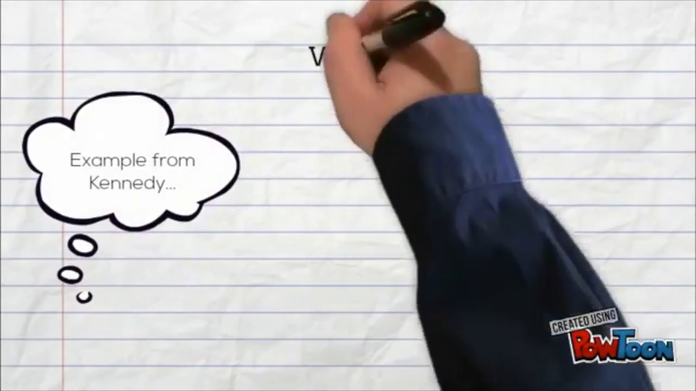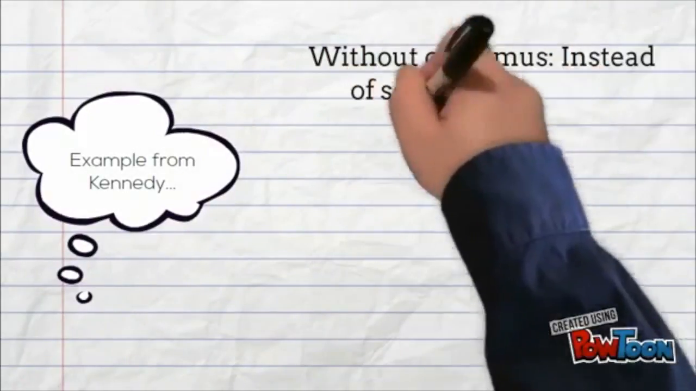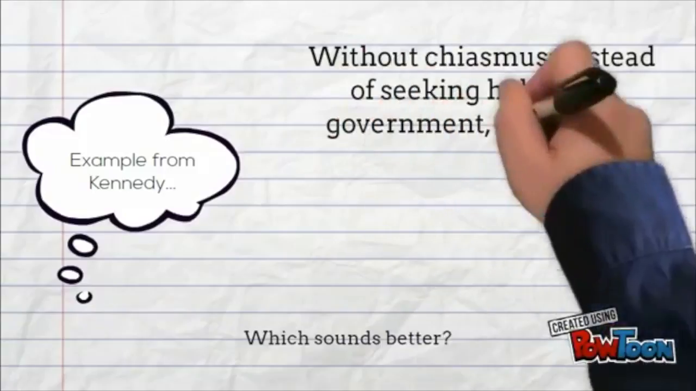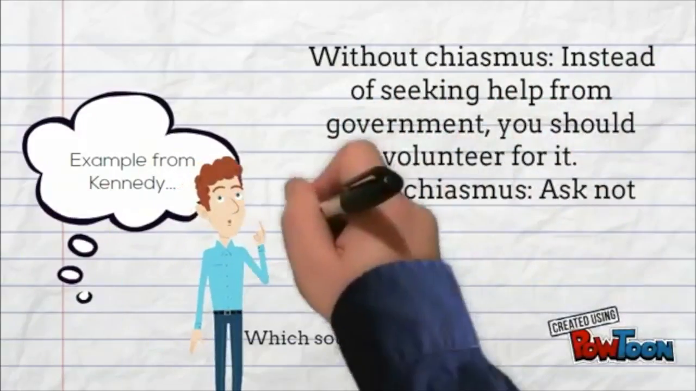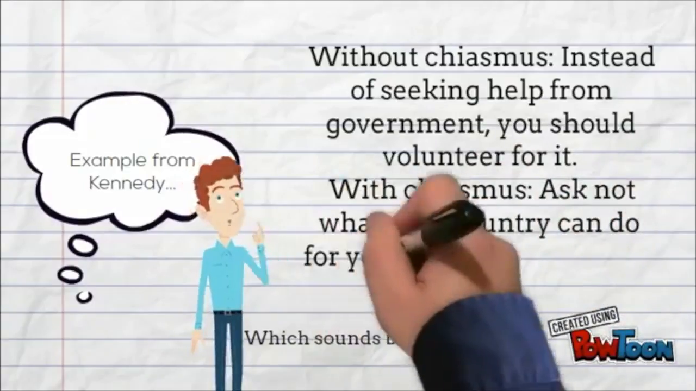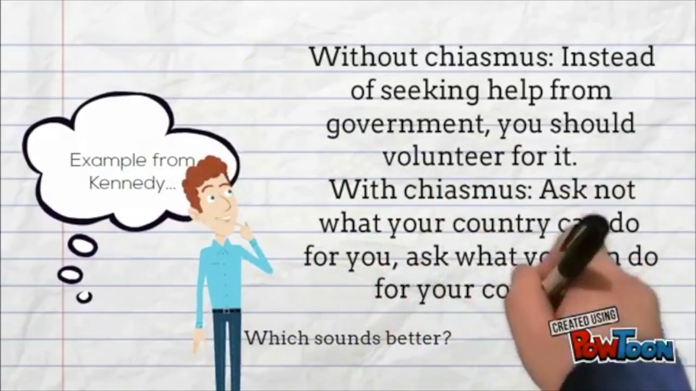Here we can see an example of the mighty chiasmus through Kennedy. Without the chiasmus: instead of seeking help from government, you should volunteer for it. With the chiasmus: ask not what your country can do for you, but what you can do for your country. Which sounds more powerful to you?